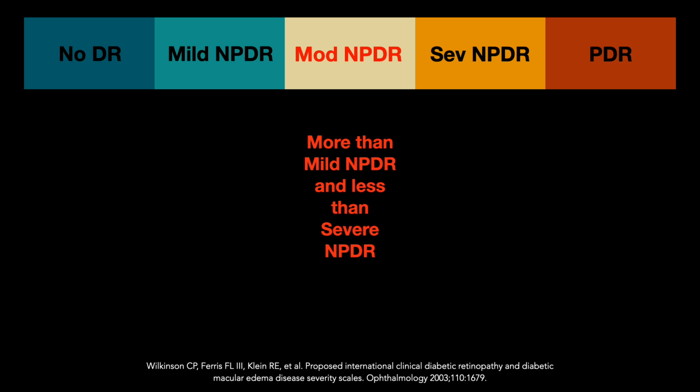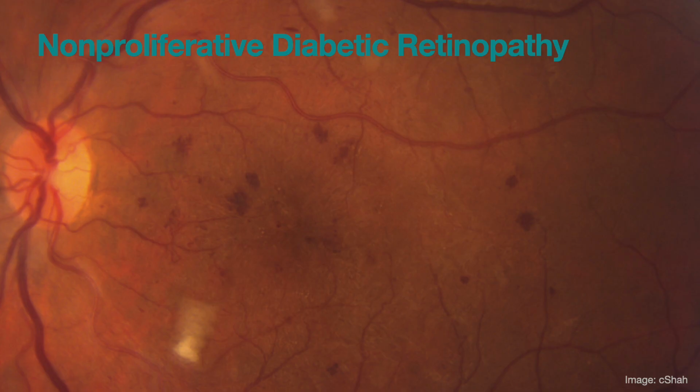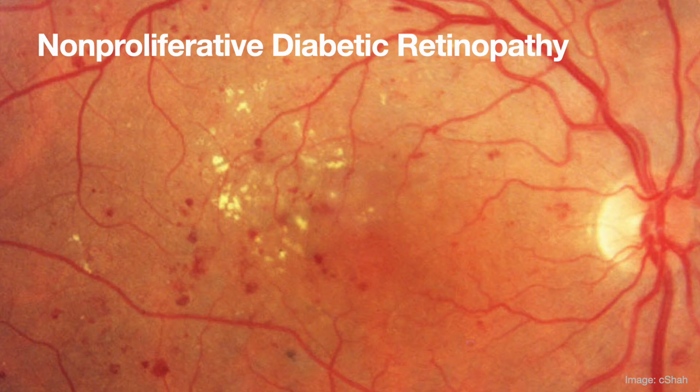We're not going into DRSS here. I don't think that's worthwhile unless you're involved in research studies, and you don't need to know that for OKAPs or your board exams. So here's a picture of some microaneurysms, some dot-blot hemorrhages, a cotton wool spot, and same thing here with some hard exudates thrown in as well.